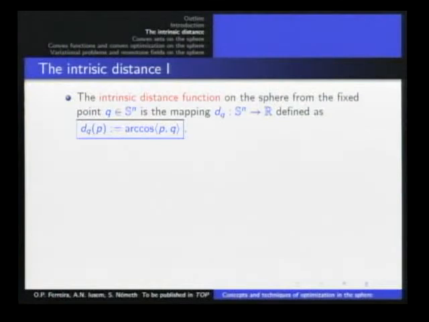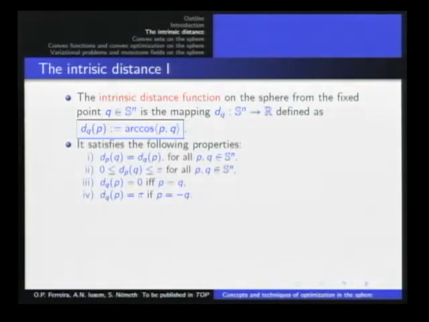Okay. Now I will move to the specifics of the talk. And the first thing I will do is to define the intrinsic distance function from point Q, which is just the function d sub Q defined at the point P, just like the arc cosine of PQ, because that is just the length of the geodesic. This is the type of thing that we will exploit, that if I am with a sphere, everything has very nice formulae, which wouldn't be the case in a general positive curvature Riemannian manifold.